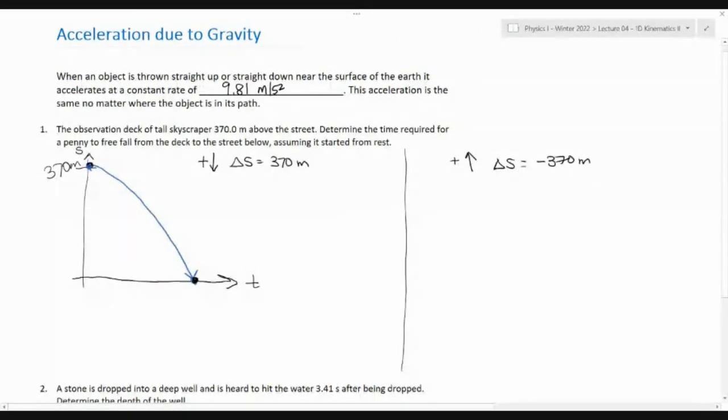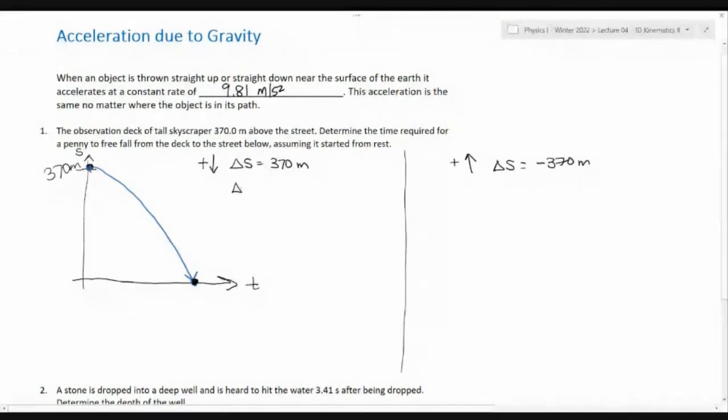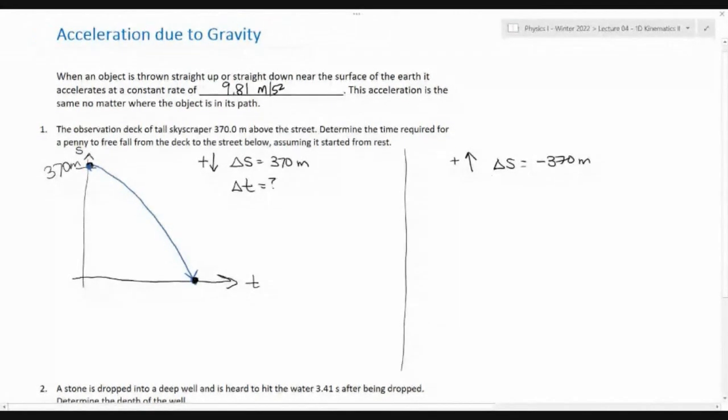It's just about which way you want to define positive direction to be. So if down is positive, delta S is 370. We want to know the time required, so delta T is what we're looking for. I'm doing this question twice, so just pay attention to the side that makes more sense to you.